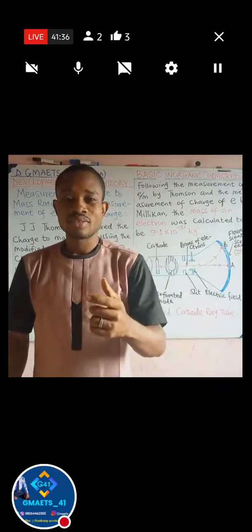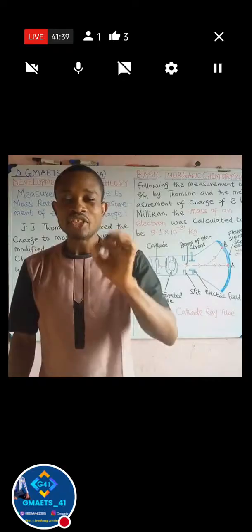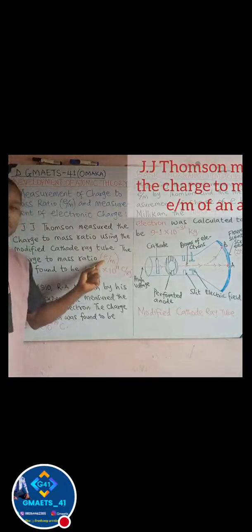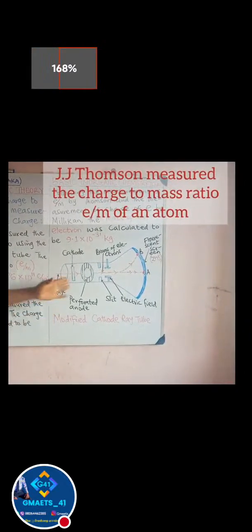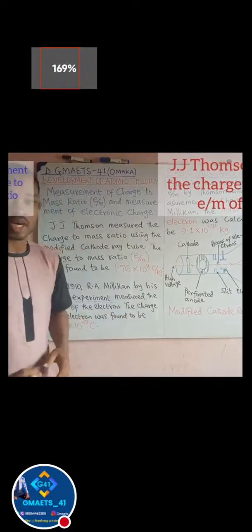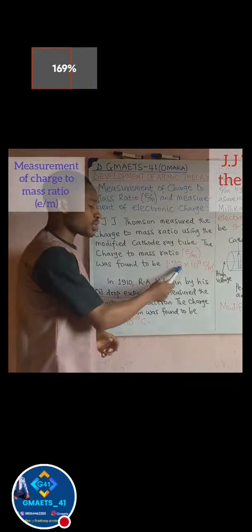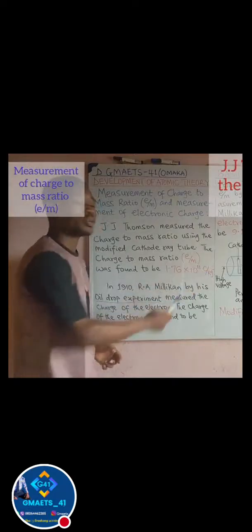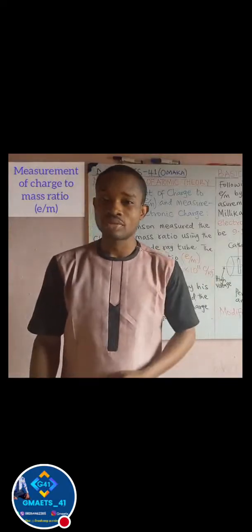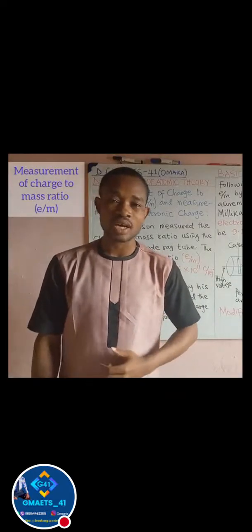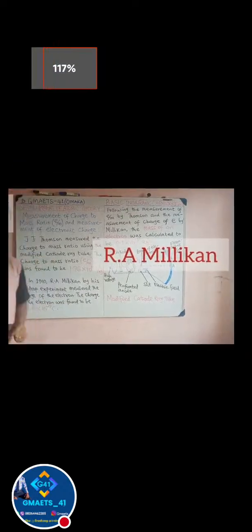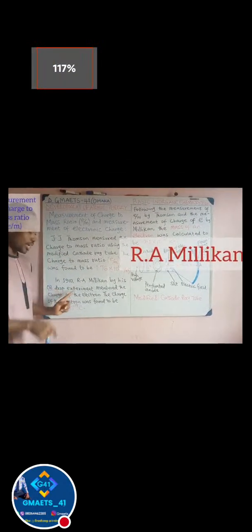Using the modified cathode ray tube, J.J. Thomson measured the charge to mass ratio of an atom. Using this modified cathode ray tube, the value of the charge to mass ratio as measured by J.J. Thomson was given as 1.76 times 10 raised to the power 11 coulomb per kilogram. Now, who measured the charge of an electron to be 1.6 times 10 raised to the power minus 19 coulomb? Robert A. Millikan in 1910, using his oil drop experiment.